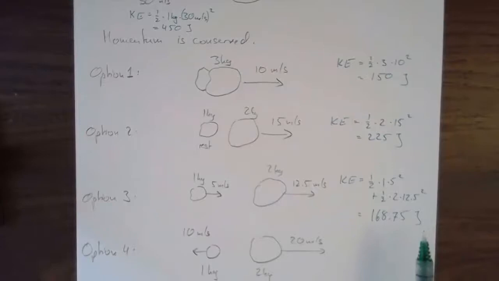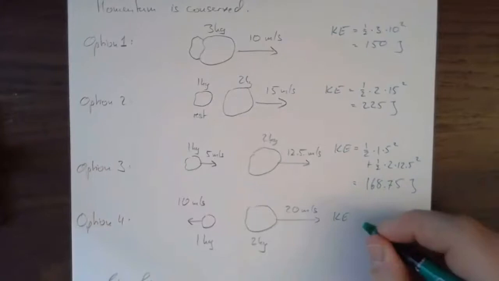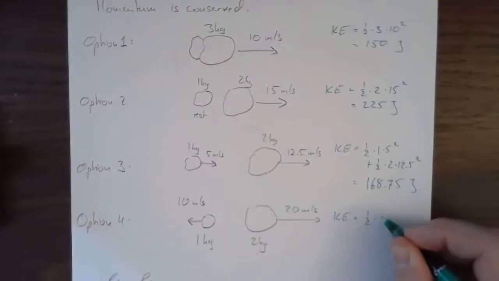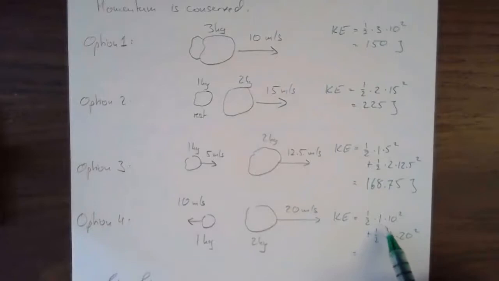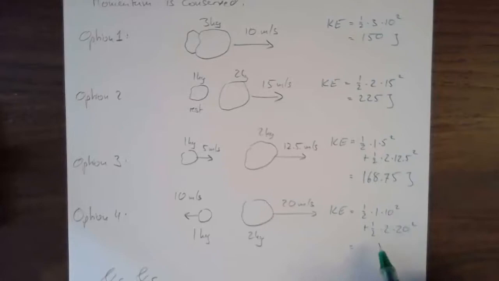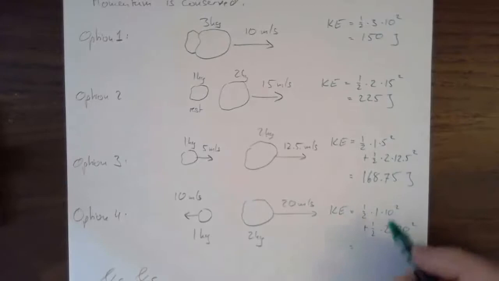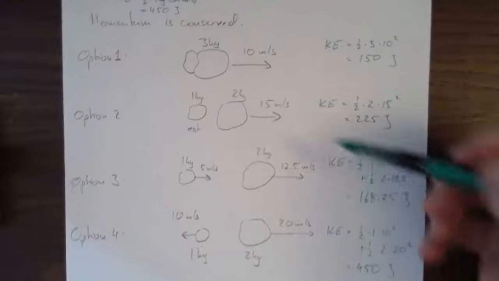What about this one here? Let's have a look. 10 and 20, so backwards. Okay, let's see what happens. Kinetic energy is going to be 1/2 times the mass, 1 kilogram, times 10 squared. I'm going to add to it the second one, 1/2 times 2 times 20 squared. There's a minus here, minus 10 squared, but the minus gets squared away anyway. Right, so this is going to be 1/2 times 100, it's 50, plus 400, so this would actually be 450 joules.